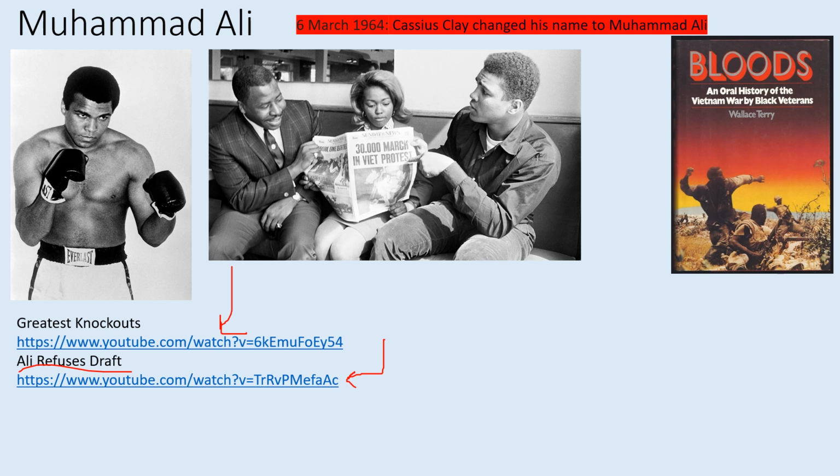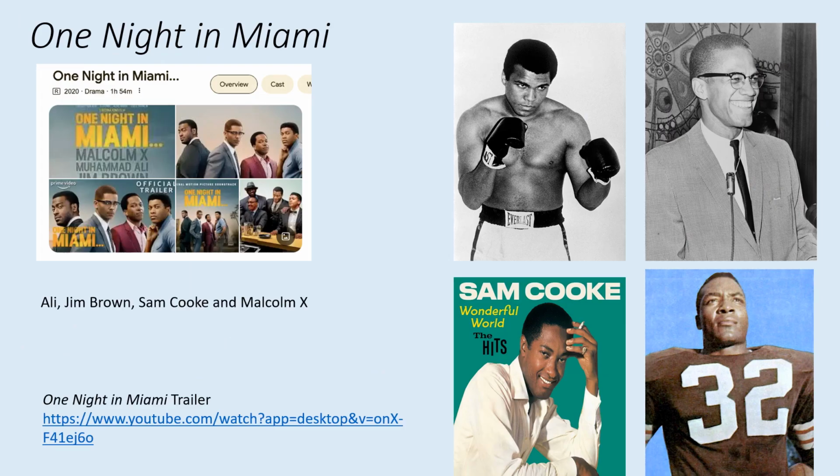So here he is being drafted, having to register for selective service and making a political statement by not wanting to enter that particular conflict, which kind of reminds me of the Double V victory that we looked at during World War II. Side note, there is a film, One Night in Miami.